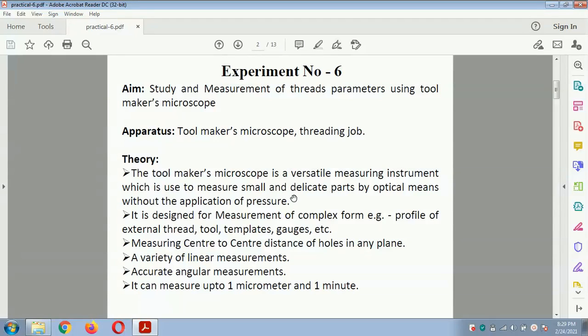The theory behind this practical: the tool maker microscope is a versatile measuring instrument which is used to measure small and delicate parts by optical means without the application of pressure. It is designed for measurement of complex forms, that is the profile of the thread, templates, gauges, etc. A variety of linear measurements is carried out with this tool maker microscope. It can also measure angles, up to 1 micrometer and 1 minute.